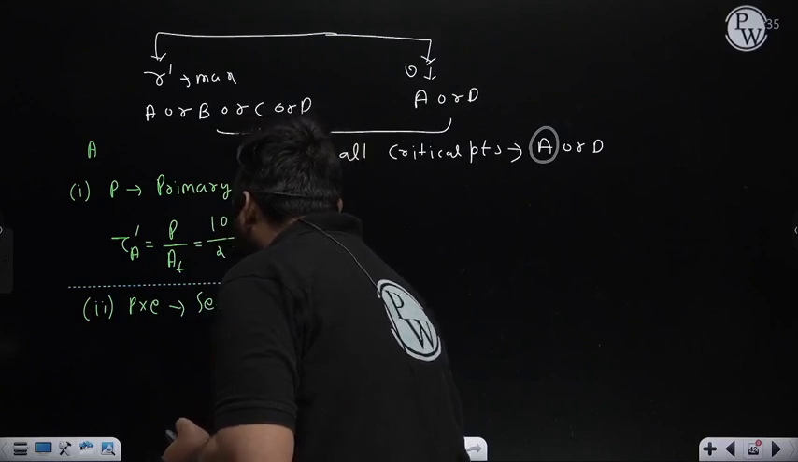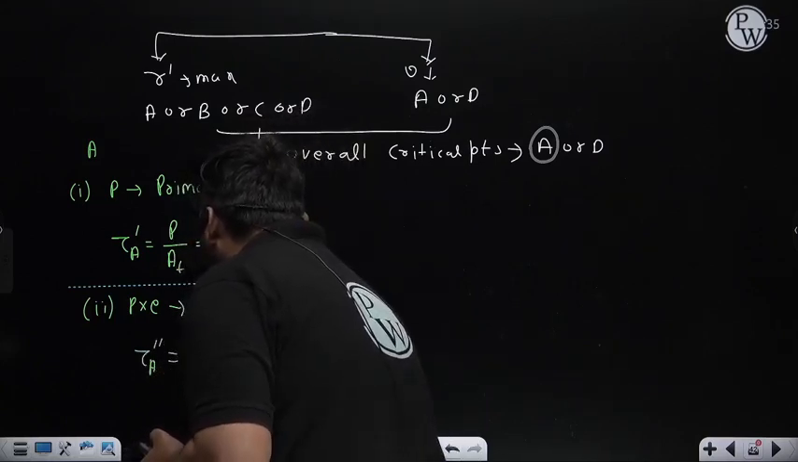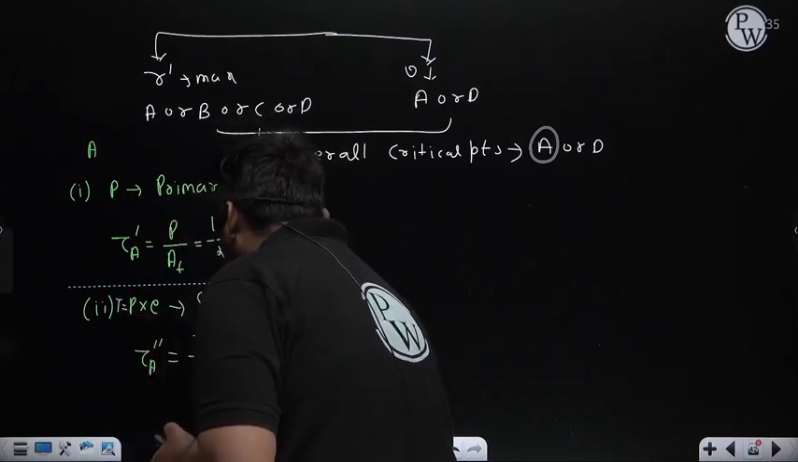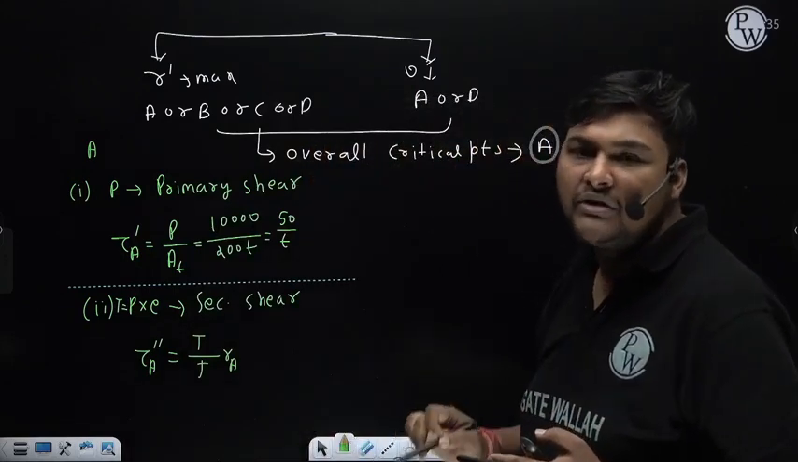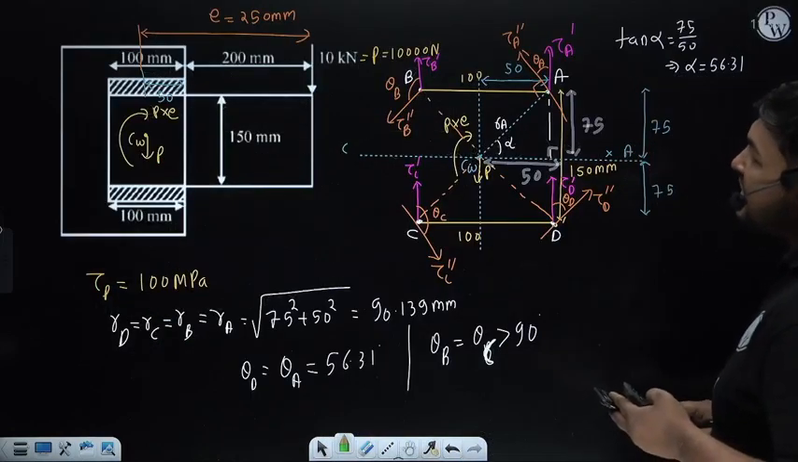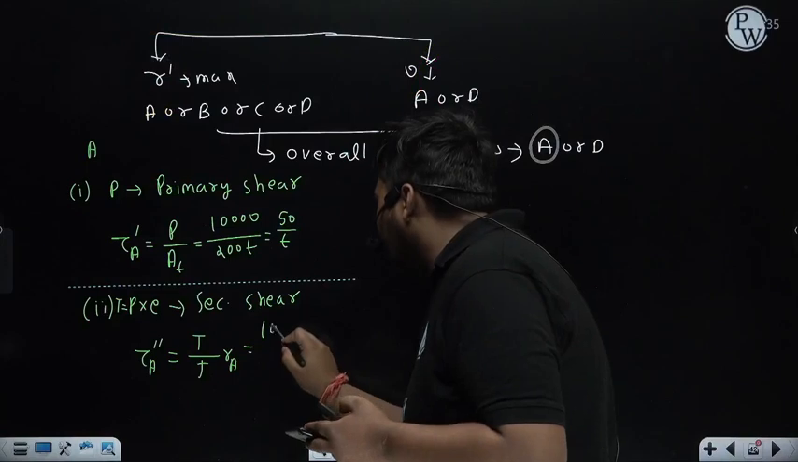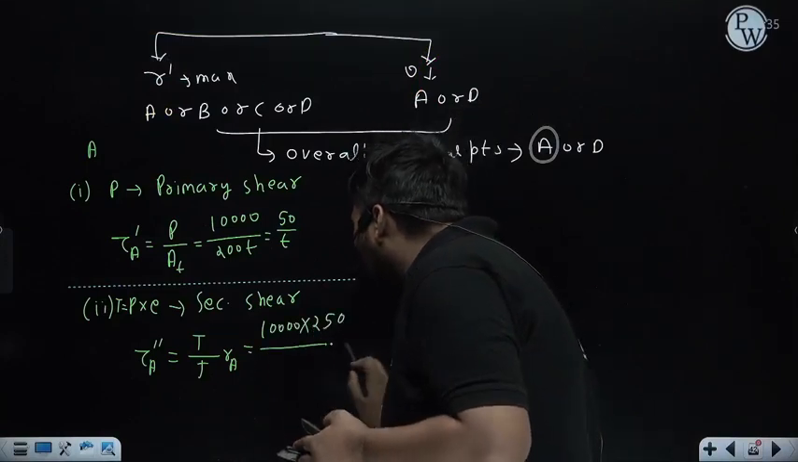Now secondary shear stress at point A I am denoting as tau A double dash, and the formula to calculate this is torsion moment T, which is nothing but moment P into E, divided by J into R dash. R dash is the distance of point A, because we are calculating for point A, from CW, that is RA. Now torsional moment T is P into E, and the value of P is 10,000 and E is 250 mm. You can check. So it will be 10,000 into 250, divided by polar moment of inertia.